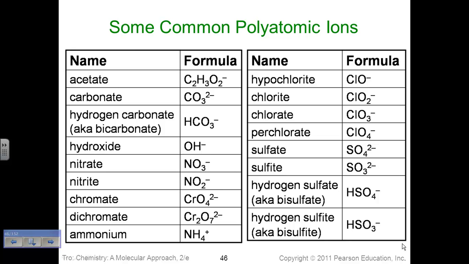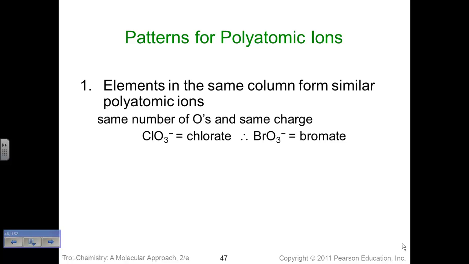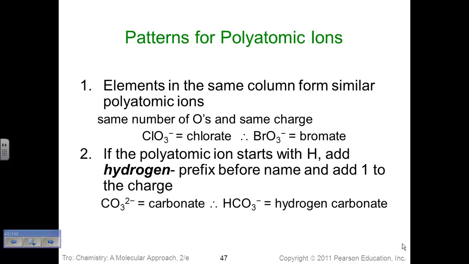This is a simplistic list of the polyatomic ions. There are many, many more, and I've given you that pattern or a polyatomic ion chart to refer to some more and more common names as we begin to hear them. The patterns for polyatomic ions. The elements in the same column tend to form similar polyatomic ions. And so, for example, the number of oxygens, notice those polyatomic ions on that previous slide. What makes a polyatomic ion is a number of oxygens that attach themselves to some other nonmetal.